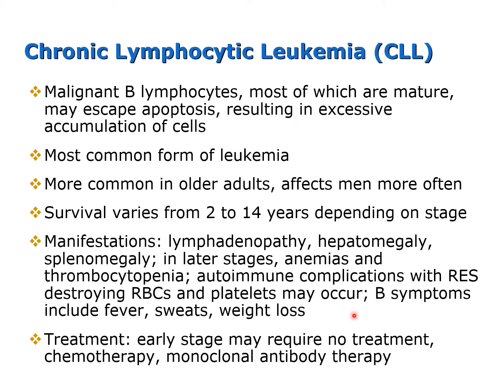That can happen here. With this one, you're also going to be seeing B symptoms, and the B symptoms include things like fever, sweats, night sweats primarily, and weight loss. You're going to see this again when I'm talking about, I think under Hodgkin's, the B symptoms are going to show up again, so I want you to start paying attention to what those are. Early stage may require no treatment. Obviously, later on, you're going to be needing things like chemotherapy and maybe monoclonal antibody therapy, which we described on a previous slide.